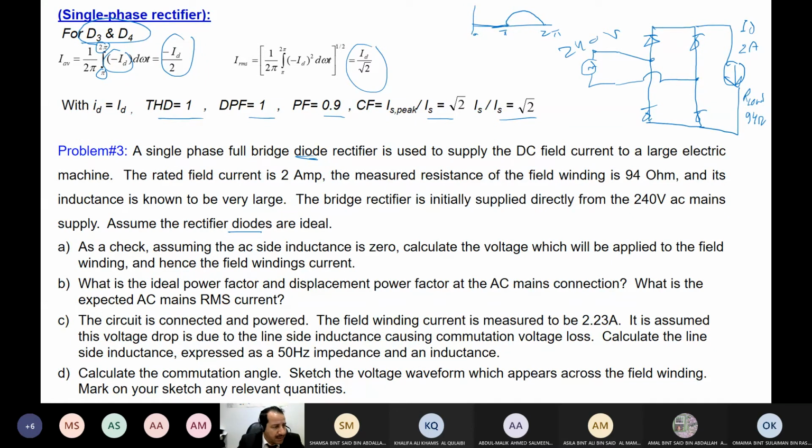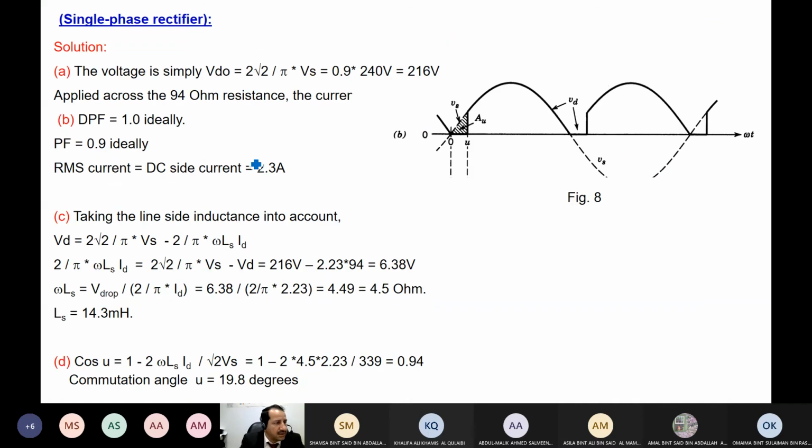As a check, assuming the AC side inductance is 0, there is no inductance, meaning an ideal circuit. Directly, I remember VD equal 0.9 VS. This is the formula. I remember it. Calculate the voltage which will be applied to the field winding and hence the field winding current. Let me go and I will come back to the second section. Here I will say, VD, as I said, 0.9 by the voltage, it gives me directly the voltage.